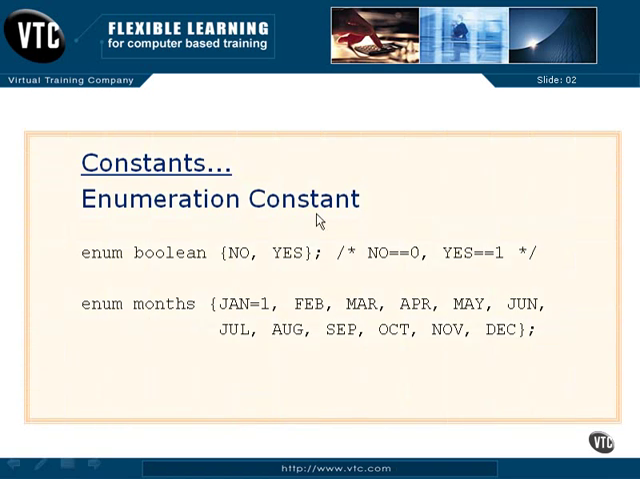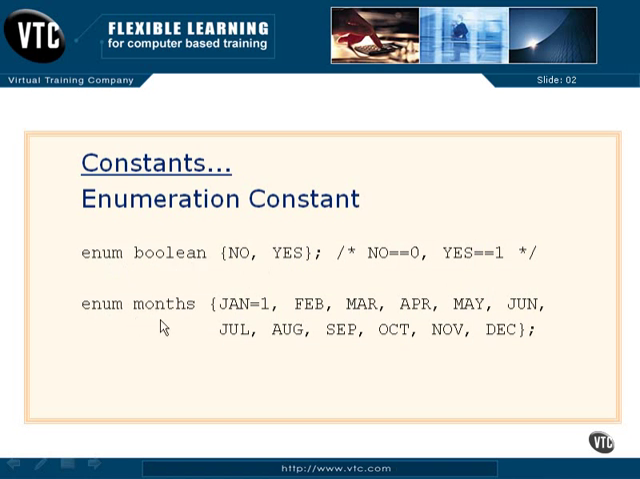There's one more kind of constant, and that's the enumeration constant. And it's a little bit special. It's called enum. And there we have enum, short for enumeration. Boolean is the name of the constant. And we have an opening brace and a closing brace. So we have no is 0, because the first value inside the braces will be given the value 0, comma, and then the next value will be given 1, and so on out the list.